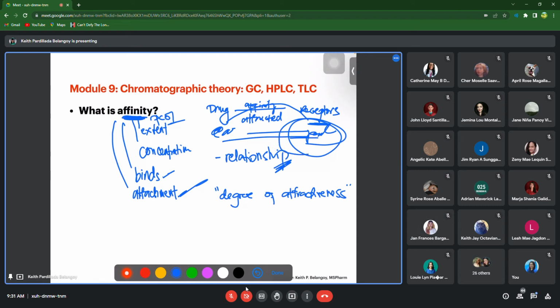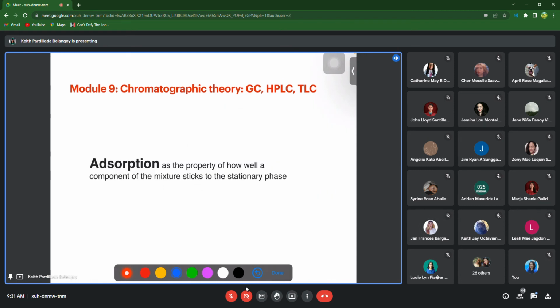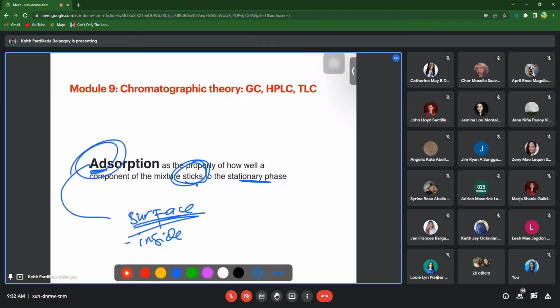Together with affinity, when we talk about chromatography, we are also talking about adsorption. Adsorption is a property of how well a component of the mixture sticks to the stationary phase. Is it attaching on the surface or going inside? Surface, miss. It just adheres. So we have the terms affinity and adsorption.